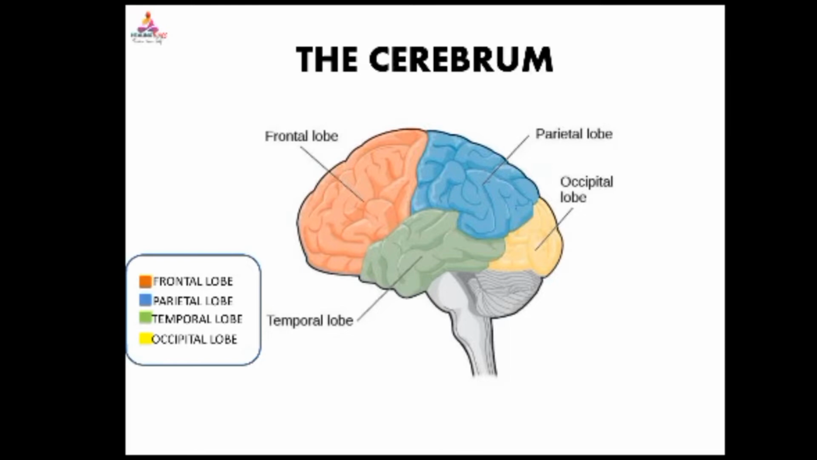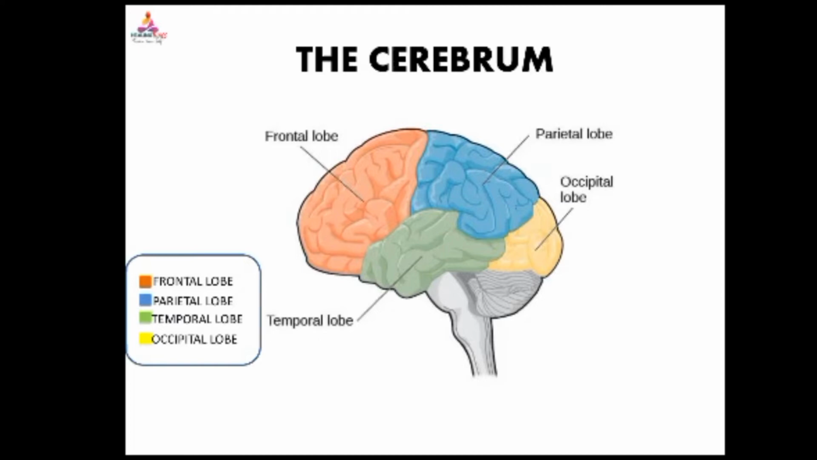The frontal lobe is anterior to the central sulcus and above the lateral sulcus. The frontal lobe is important for voluntary motor function, motivation, aggression, emotions, effort, drive, and awareness of self.